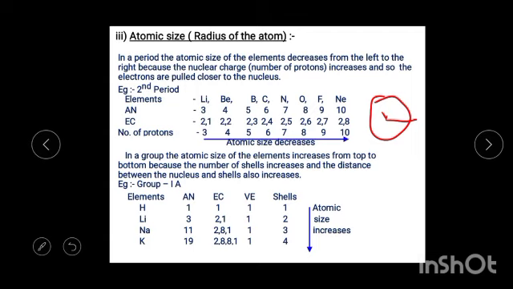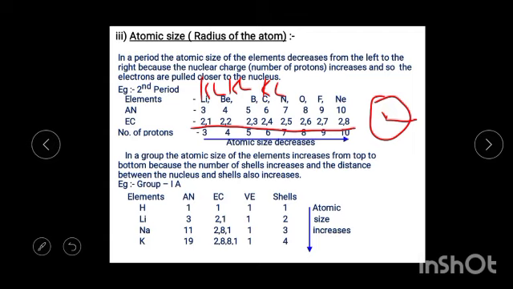So if we check the periodic table and if we check the elements in the second period or in any period, we can see that along the period the number of valence electrons is increasing, but the number of shells is not increasing. All the electrons are in the K and L shell for each element. So the number of shells is not increasing, but the number of electrons is increasing. Similar to that, the number of protons is also increasing.